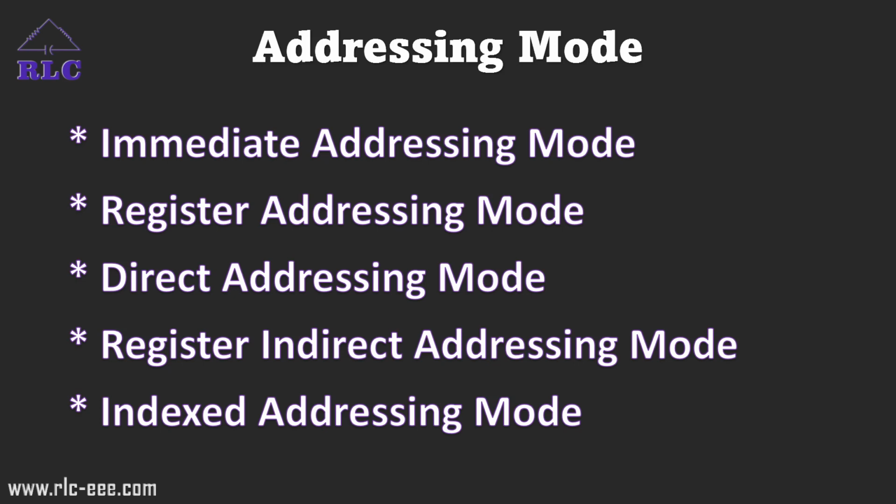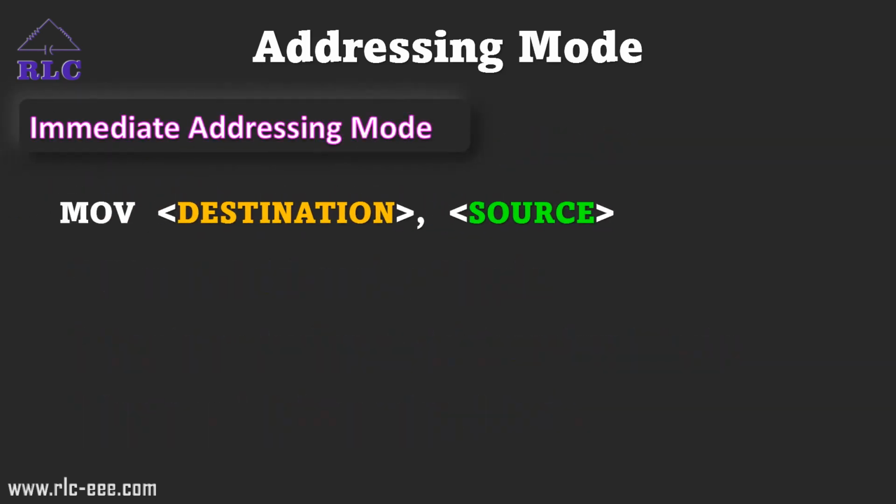We'll go through the explanation of each in detail. First one is the immediate addressing mode. In immediate addressing mode, we pass the data directly. Then the source will be the data.